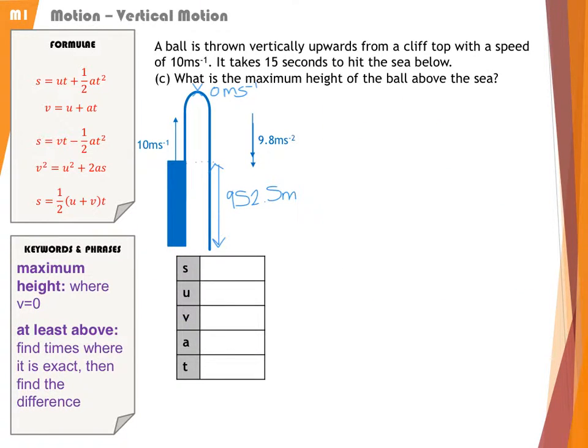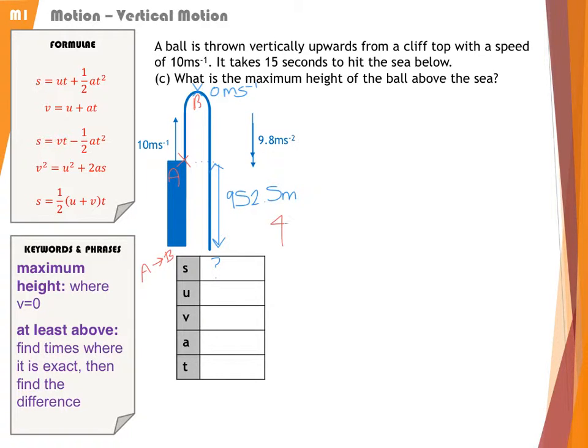Okay, part C is asking what is the maximum height of the ball above the sea. So if we look at our diagram, the highest the ball gets to is this point here. So we're probably going to want to know what the height is there compared to the original cliff, and then we could always add it on to the height of the cliff because of course our sea is just down here. Okay, so we're going to go from our starting point, A, and we'll go up to B, up here. So from A to B. So the distance, the displacement S is what we're trying to find.